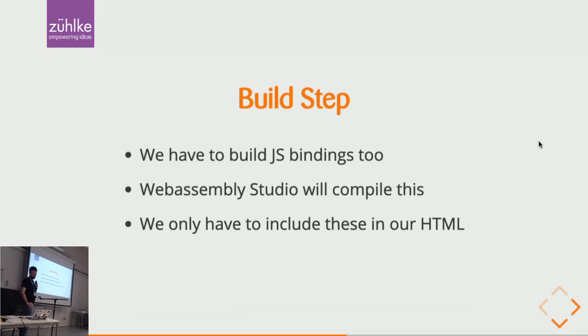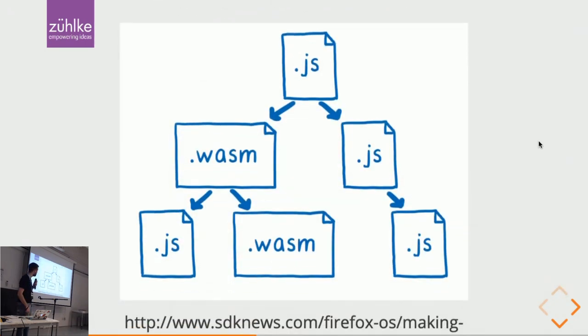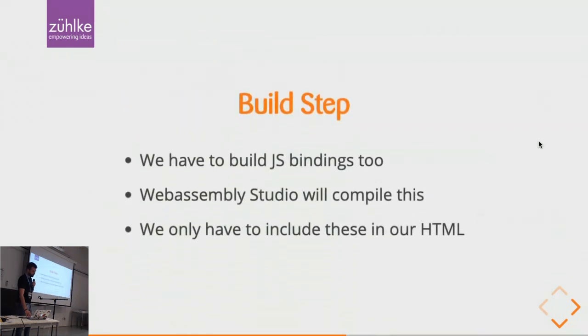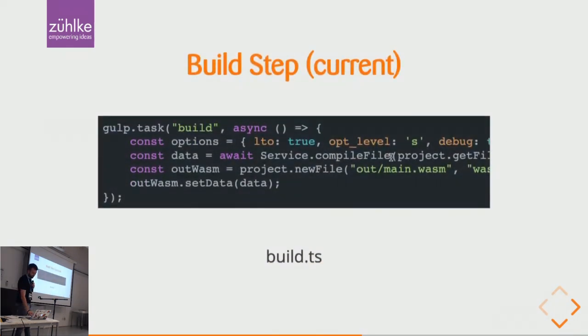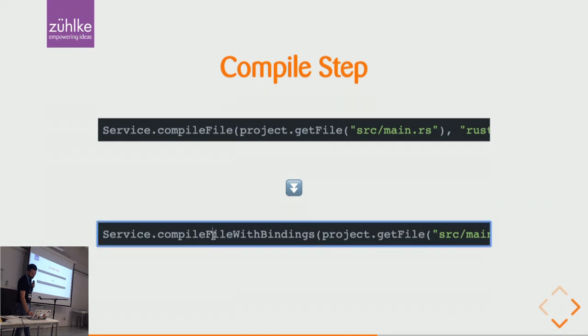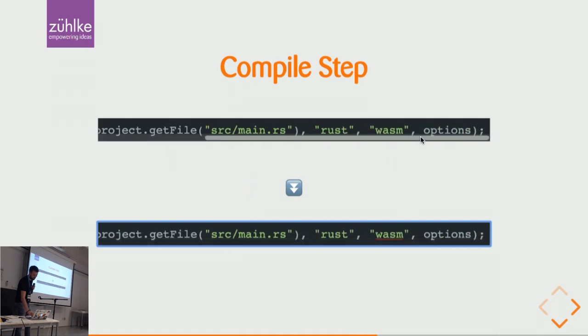So there's one last thing. If you recall the diagram from above, when I showed you that build.ts file, you saw that the Rust file is only compiled into one WASM file. And we have to change that now, right? Because we have these JavaScript bindings. What WebAssembly Studio provides us is service.compile file, but WebAssembly Studio actually has compile file with bindings. Very cool. So what that does is, back here, we have the same call. We enter main Rust, it is Rust code, you have to generate WASM code, and the same options. But the return type is slightly different.